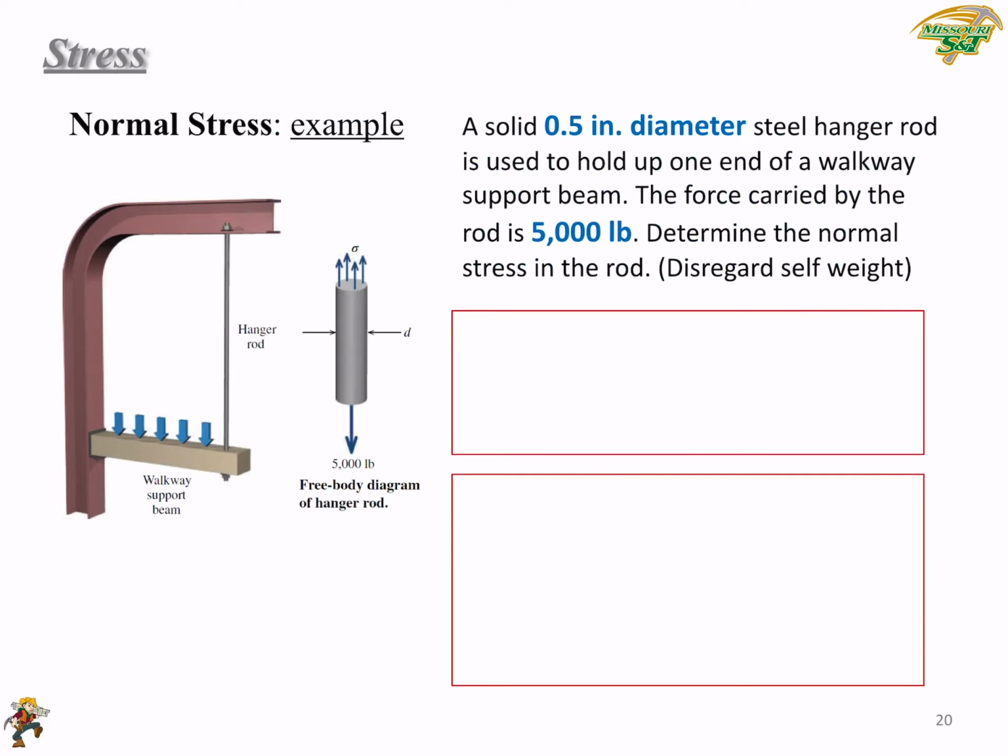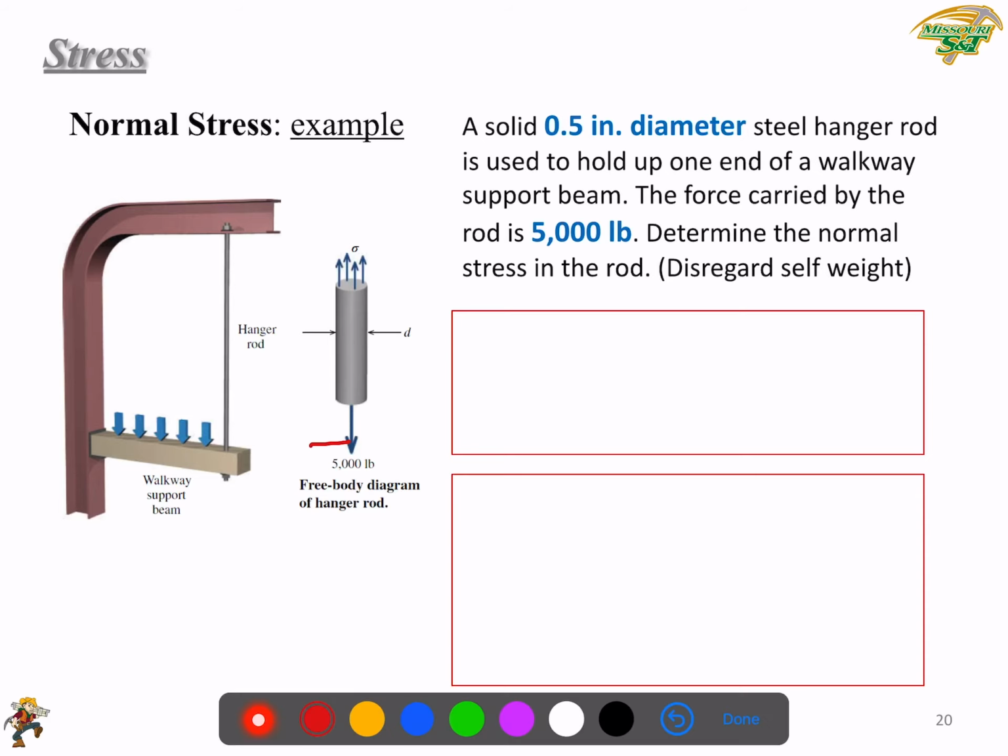So let's give a simple example. Here in this example, a solid 0.5 inch diameter steel hanger rod is used to hold up one end of a walkway support beam. This is the support beam we're talking about. Right, then the force carried by the rod is 5,000 pounds. Determine the normal stress in the rod. Okay, this is a very simple case.